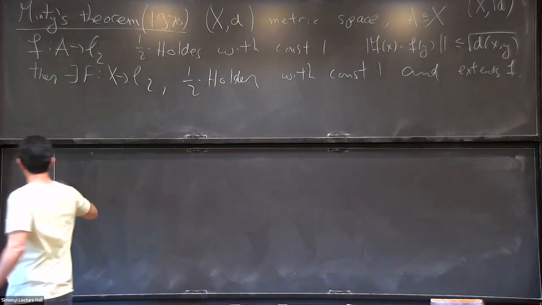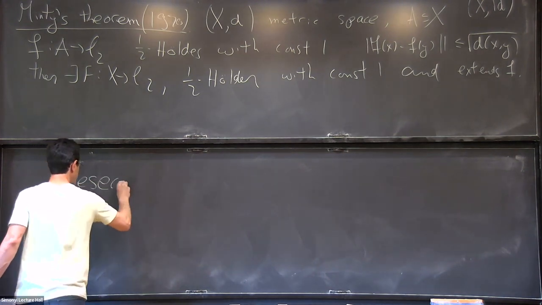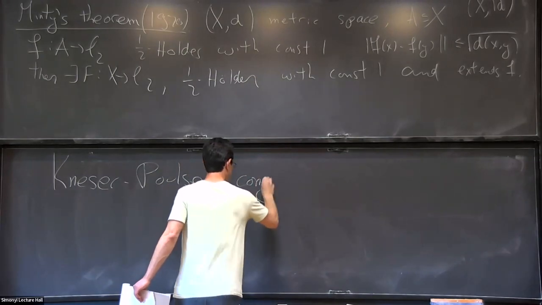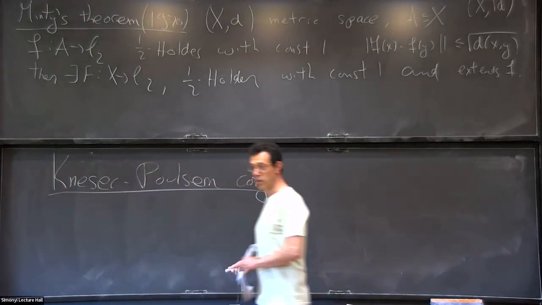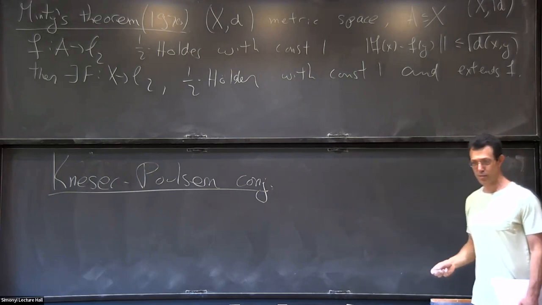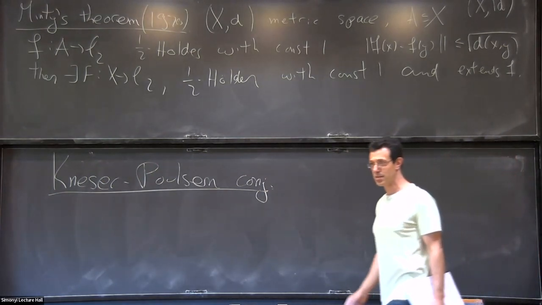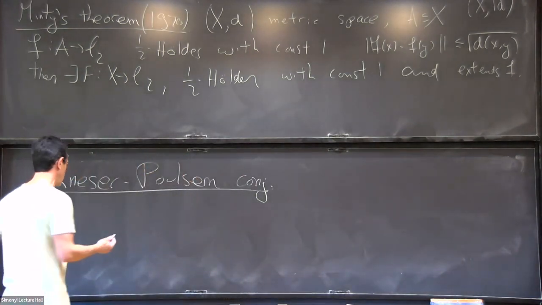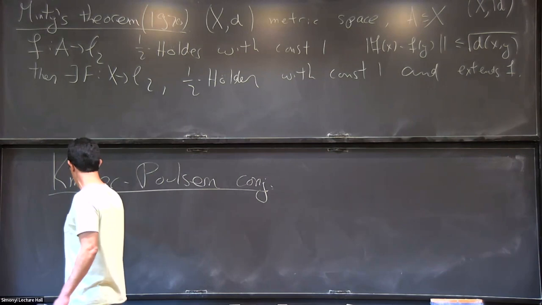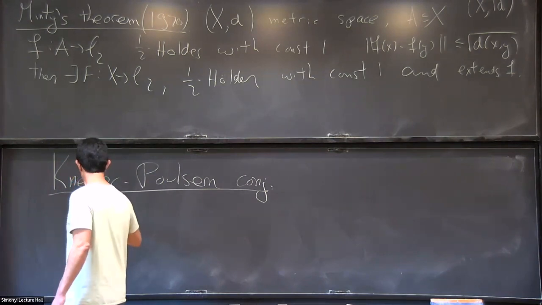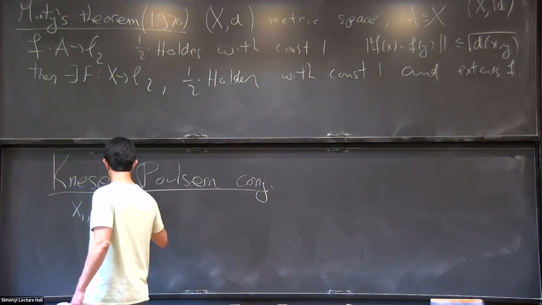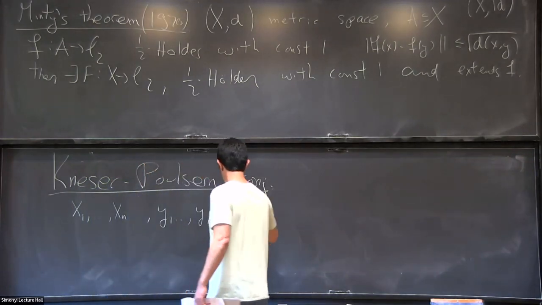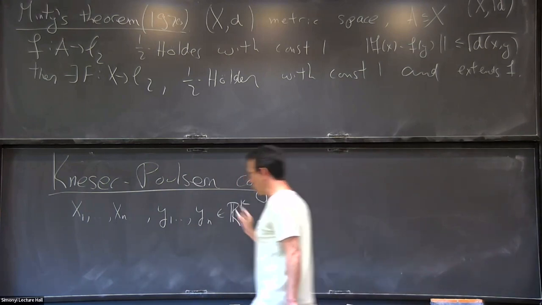There is the Kneser-Poulsen conjecture, the subtlety of which we touched on when we proved this Kirszbraun theorem. Does anybody ever hear of the Kneser-Poulsen conjecture? It's from the early 50s. Tantalizing. Okay, so what do we know? If you have x1 up to xn and y1 up to yn in R^k, let's say. So we already know.